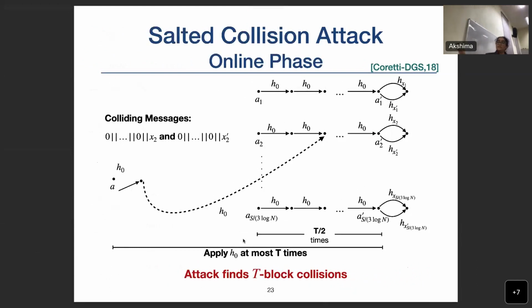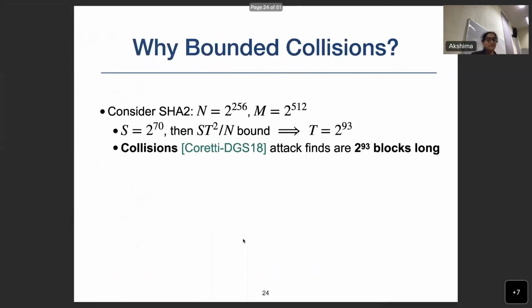But there is one thing to note here. The collisions that you're finding here can be T blocks long, because you're computing order of T times, and on average in order of T time you would hit, so the trails that you get would be order of T long. If you try to put this in perspective, consider SHA-2, where n equals 2 to the 256 and m equals 2 to the 512. Say your advice is 2 to the 70 bits long. Then this attack suggests that you need to make 2 to the 93 queries in order to get constant advantage.